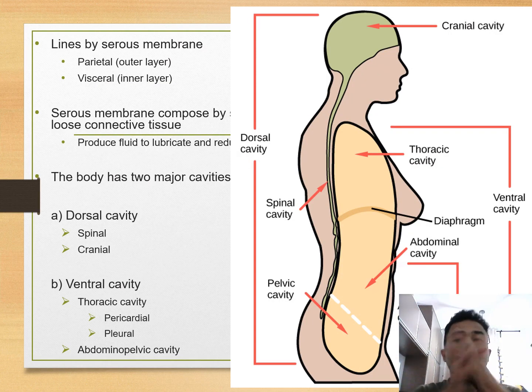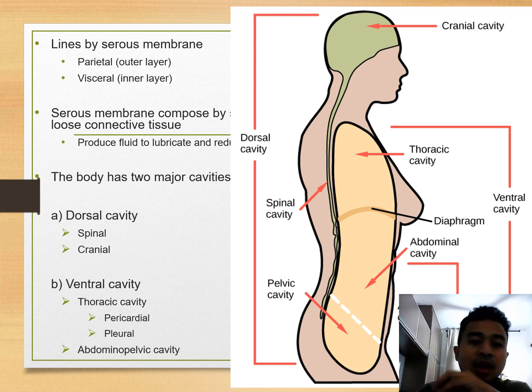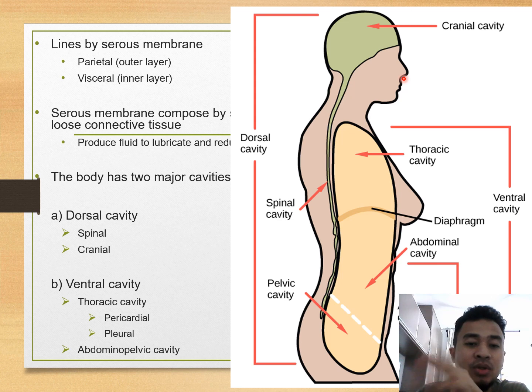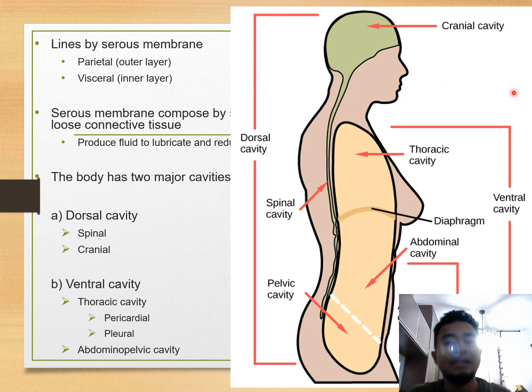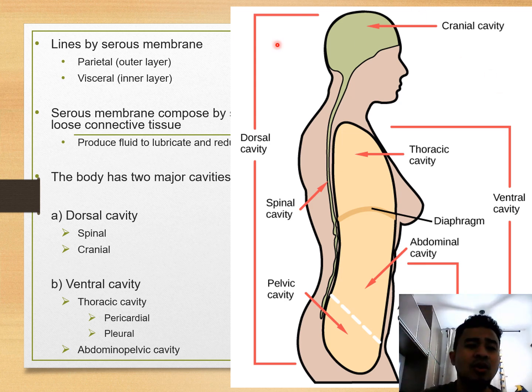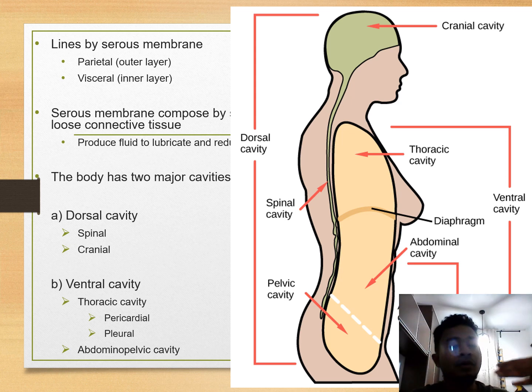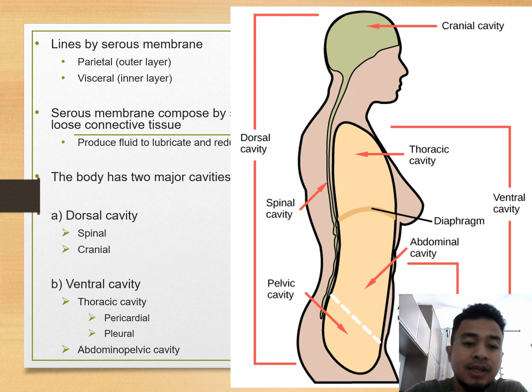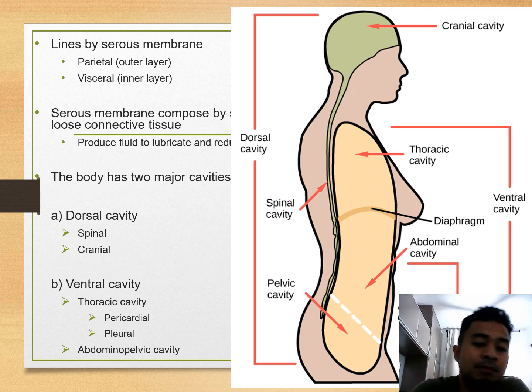Alright, for your information, most of these areas are lined by serous membrane. They are parietal, which is the outer layer, and visceral, which refers to the inner layer. Later I will show you precisely where these membranes are located. The body has two major cavities, the ones that we saw just now, the dorsal cavity and the ventral cavity. Again, dorsal is mainly for spinal and cranial, while ventral is for the thoracic, abdominal and pelvic cavities.